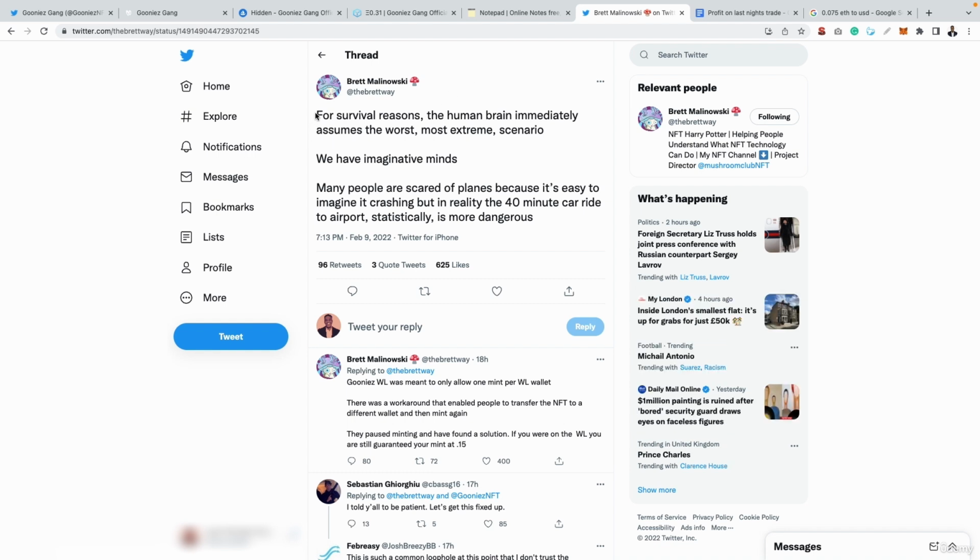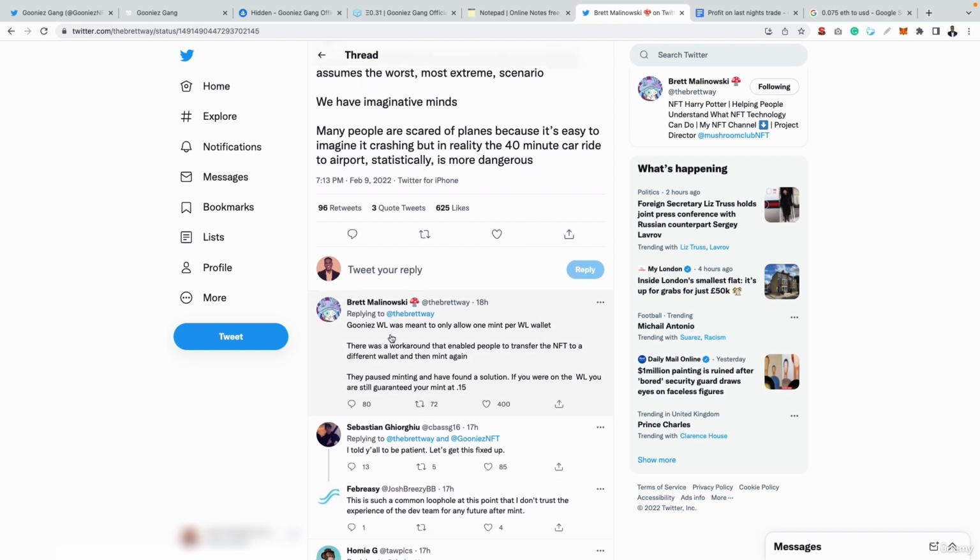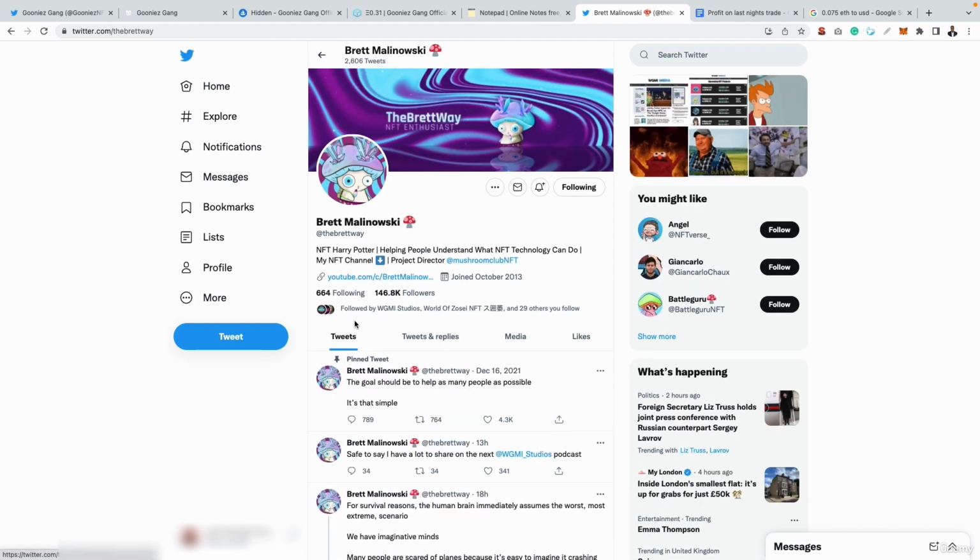And as you can see, he put this tweet out right here, which says, "For survival reasons, a human brain immediately assumes the worst, most extreme scenario. We have imaginative minds. Many people are scared of planes because it's easy to imagine it crashing. But in reality, the 40-minute car ride to the airport statistically is more dangerous." He then goes on to say, Goonies whitelist was meant to only allow 1 mint per whitelist wallet. There was a workaround that enabled people to transfer their NFT to a different wallet and then mint again. Basically what I just said. They paused the minting and found a solution. If you were on the whitelist, you are still guaranteed your mint at 0.15.